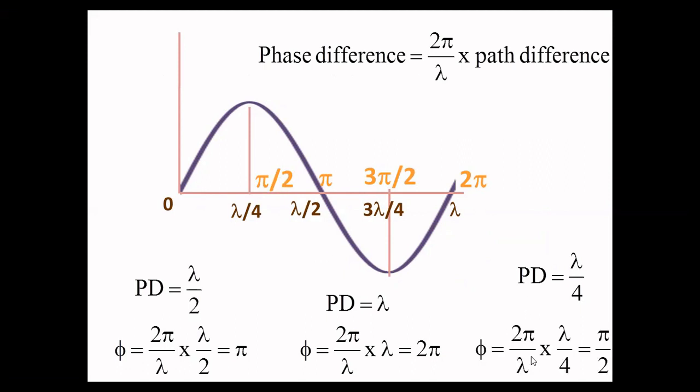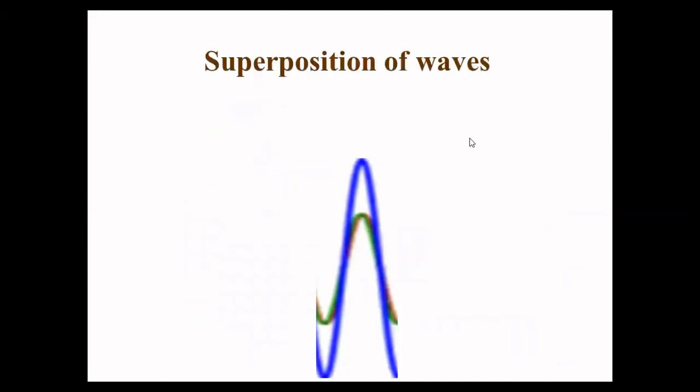Phase difference equals 2 pi by lambda into path difference. The path difference is lambda by 4, one-fourth of the full lambda. So lambda gets cancelled. 2 by 4 is 1 by 2, so pi by 2. So you can get any phase difference if you know the path difference. Similarly, if you know the phase difference, you will get the path difference. Just change the formula: lambda by 2 pi into phase difference gives the path difference.